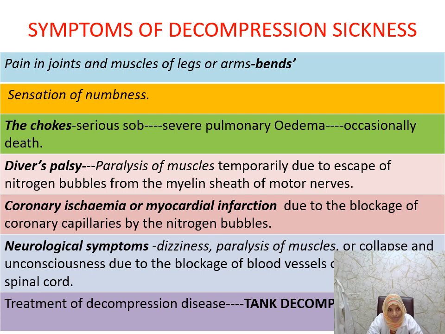They will have a sensation of numbness because of tissue ischemia, and if the bubbles block pulmonary circulation, the patient will have serious shortness of breath, severe pulmonary edema, and occasionally death. So it is also called chokes. If it causes temporary paralysis of the muscle because of escape of nitrogen bubbles from the myelin sheath of the motor nerves, we call it diver's palsy.